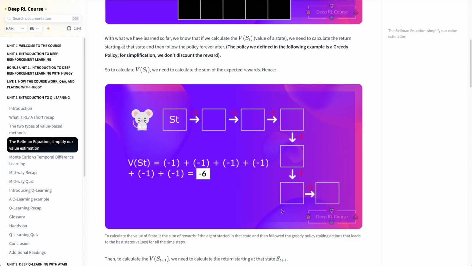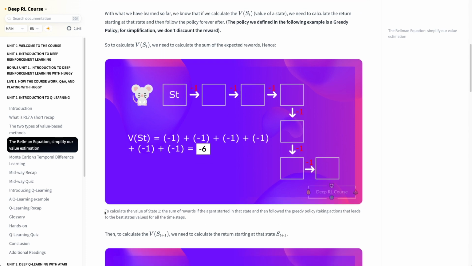Here's an example of what a path would look like, where each step is a -1, because this is a time-based task. To calculate the value of state 1, the sum of rewards, the agent started in that state and then followed the greedy policy, taking actions that lead to the best states for all possible steps.